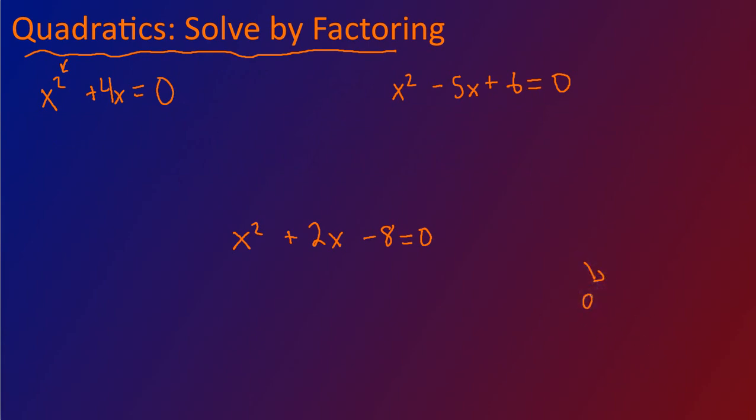If I have two numbers, say a times b, and I say those equal 0, then I know that one of these numbers must be 0. That's called the 0 property. So if a is 0, I get 0, and if b is 0, I also get 0 right here. So that's the whole idea with factoring, and it doesn't matter what the other number is. One of these must be 0.